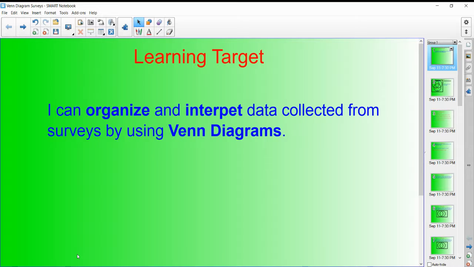Everyone. Today we're going to talk about organizing and interpreting data. We're going to use our Venn diagrams to be able to count how many items are in a set. Now this is useful when you collect survey results. Okay, we want to organize them so we can analyze the data. And Venn diagrams and organizing really helps us to do this.